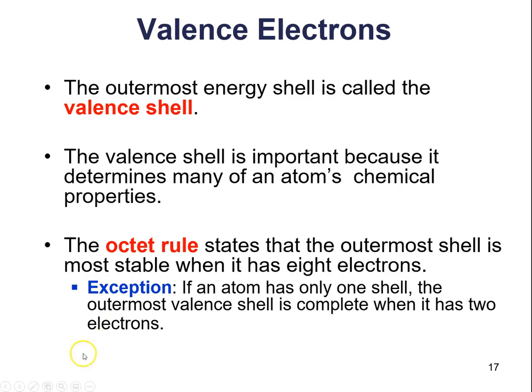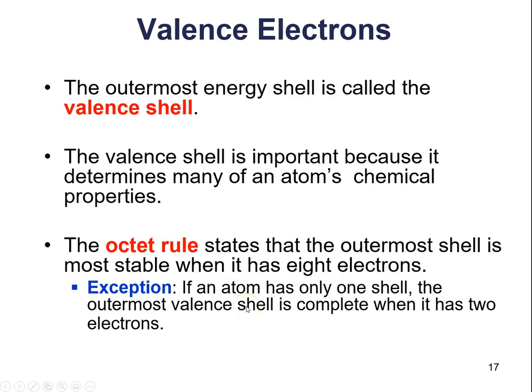Now, there's something called the octet rule. It says that the outermost shell is most stable when it has 8 electrons. Therefore, atoms or elements are always trying to have 8 electrons in their outermost shell. And that's going to dictate how and when and who they bond with. There is an exception to this. Of course, there's always an exception.